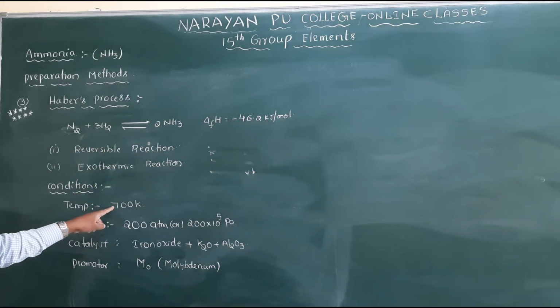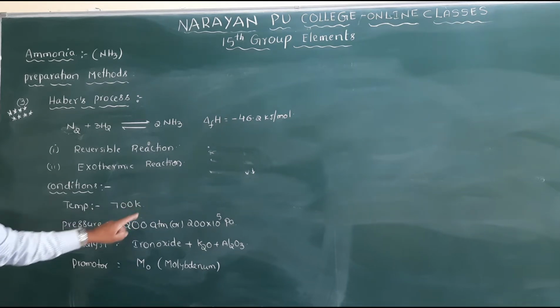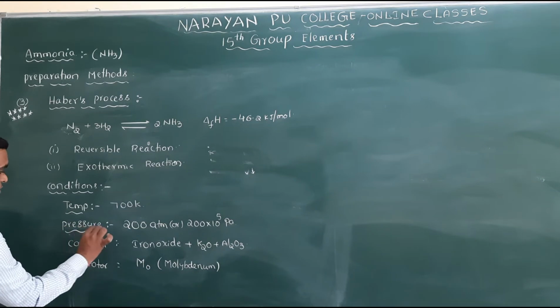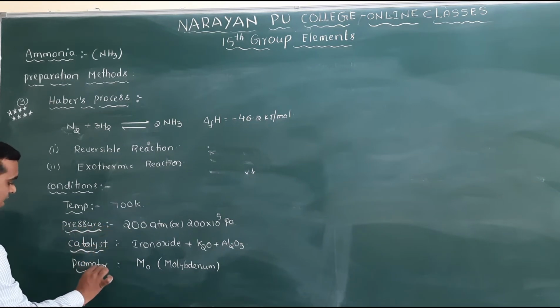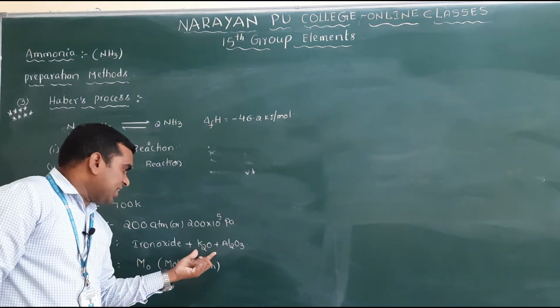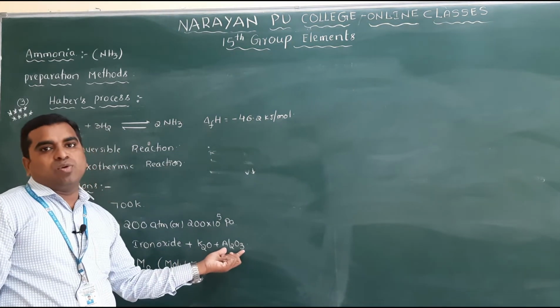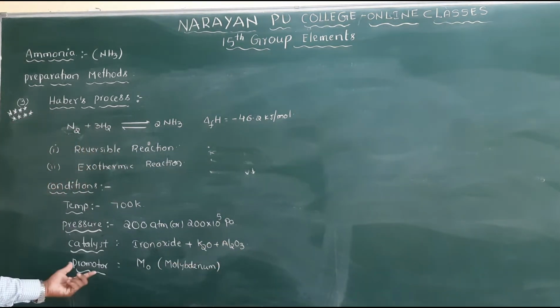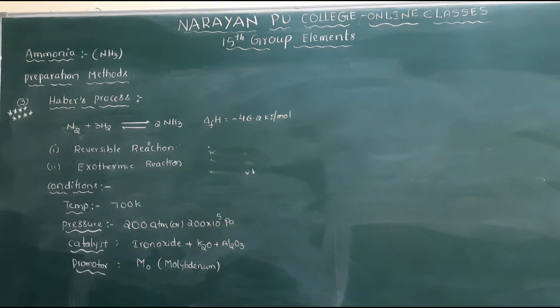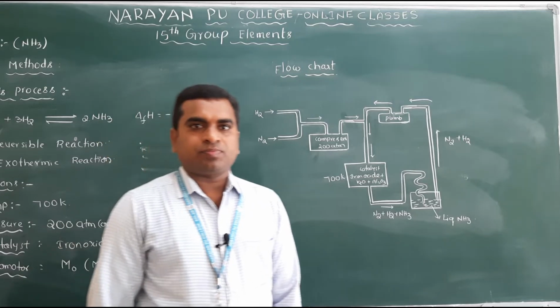Conditions: the optimum temperature should be how much? 700 Kelvin, and the pressure will be 200. And what is the catalyst you have to write here? The catalyst is iron oxide, along with small quantities of potassium monoxide and alumina, Al2O3. And the promoter, or you can write co-catalyst, is molybdenum. Clear? So this is about the preparation.